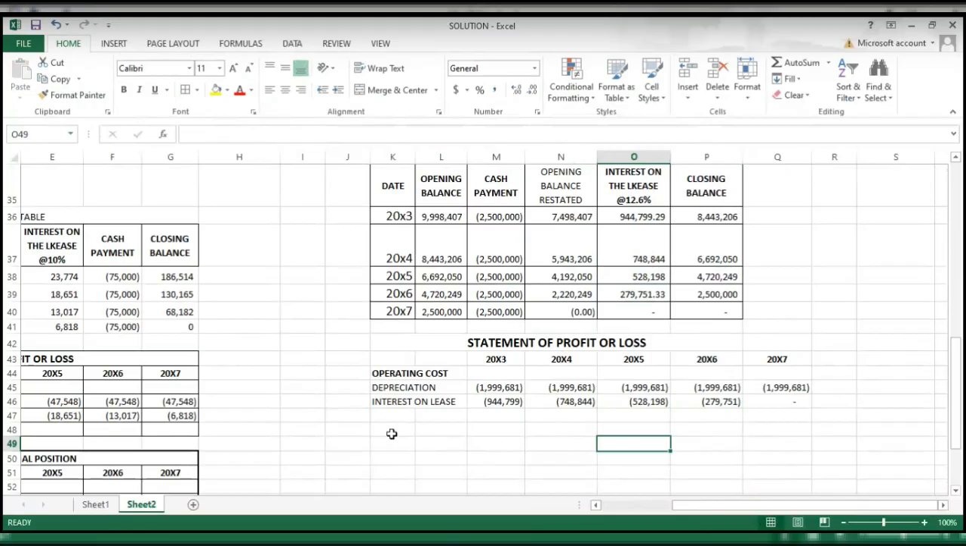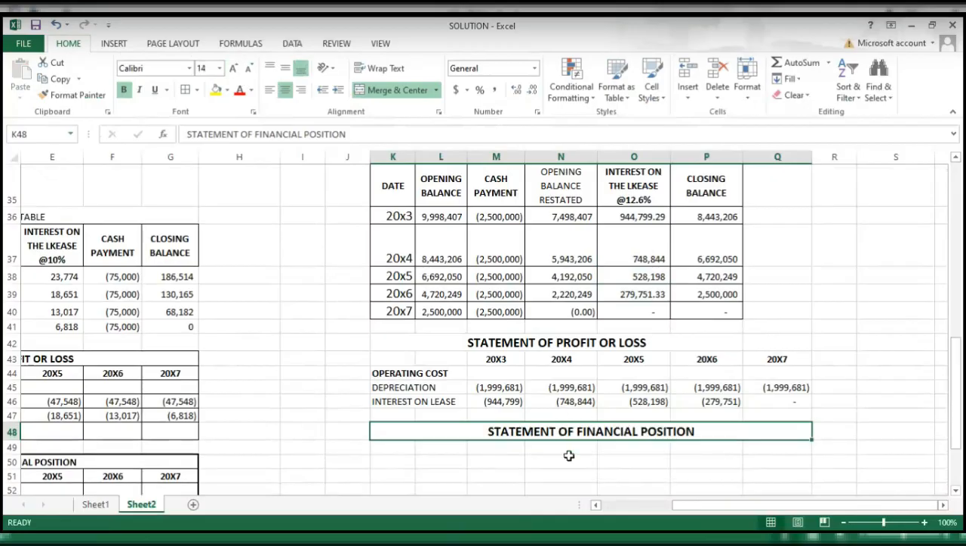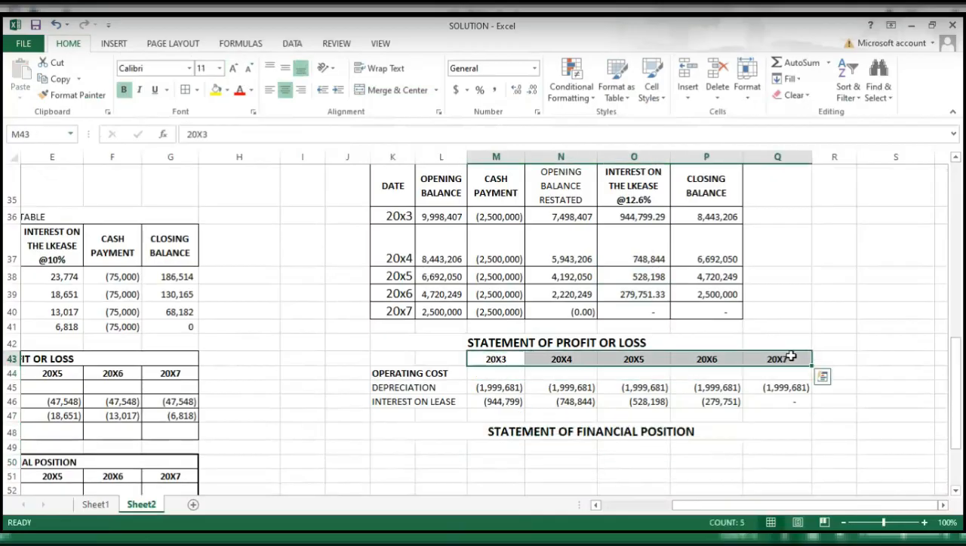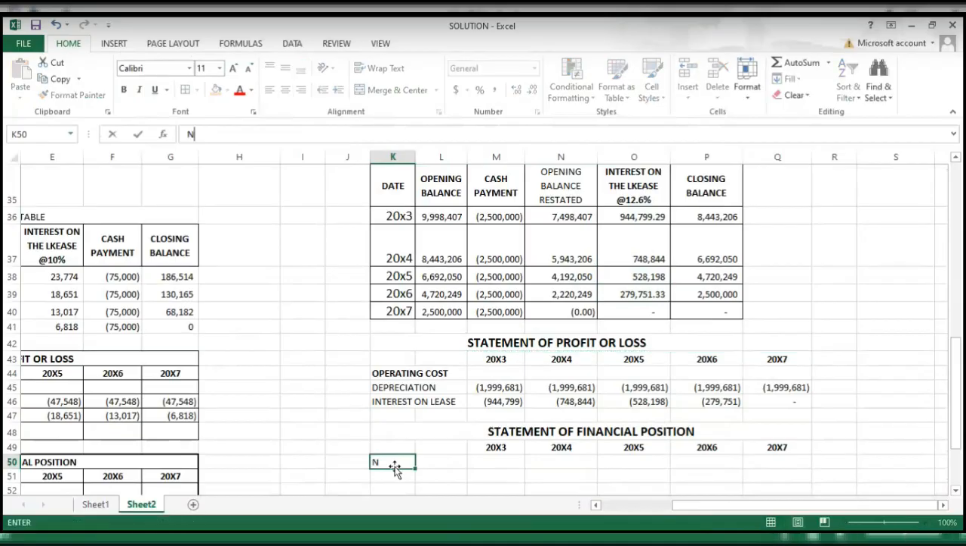So the next one is statement of financial position. And so we have the years. You know the information that will be coming here. Information relating to the asset and liability is what will be coming here. So what we are going to be having first is the non-current assets. And we are going to be having the right of use asset under it.